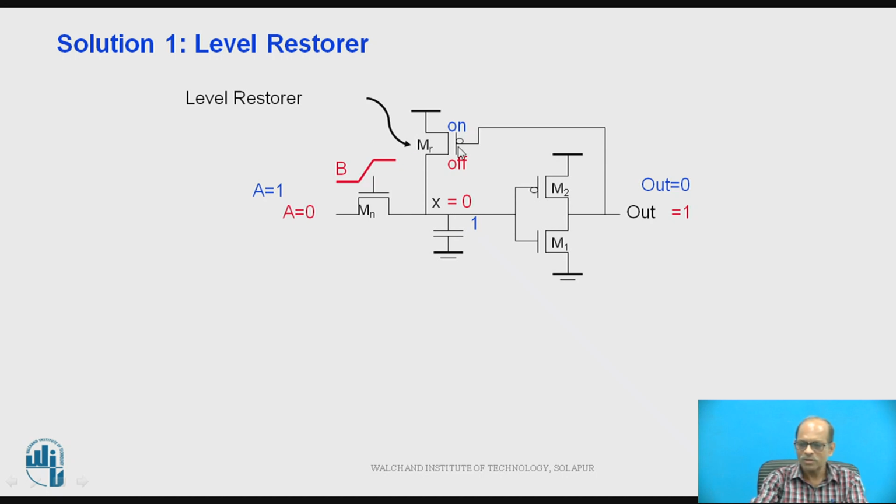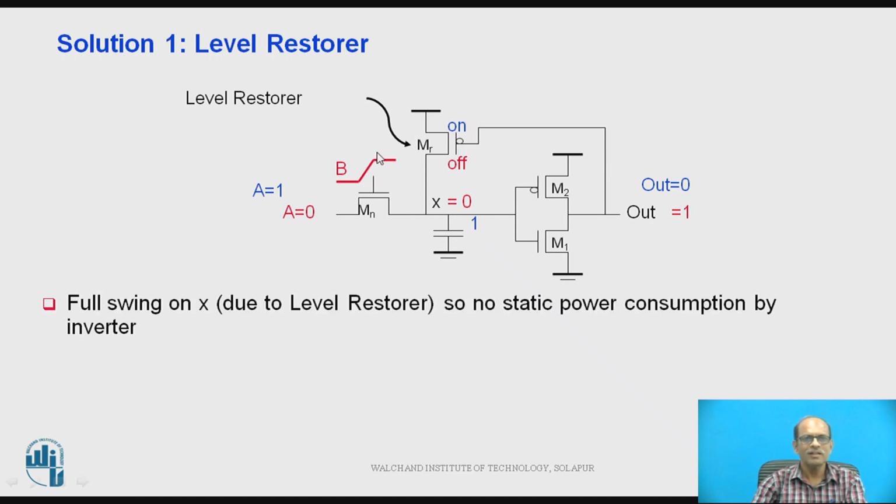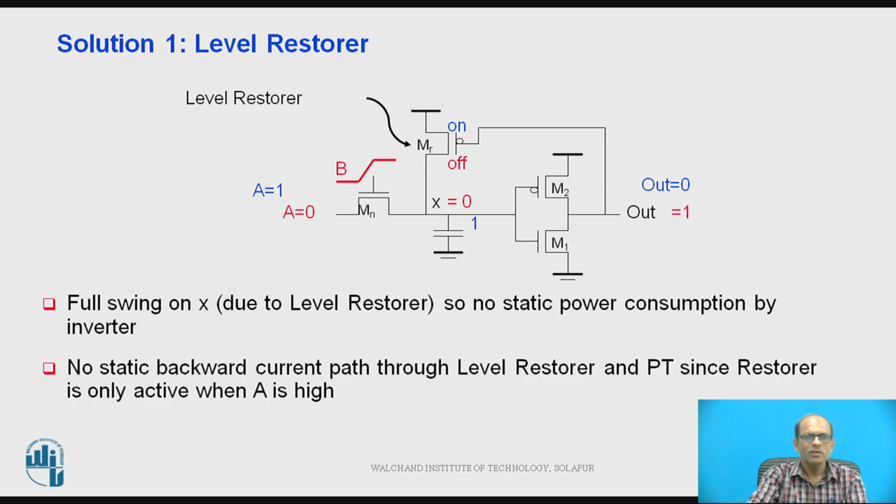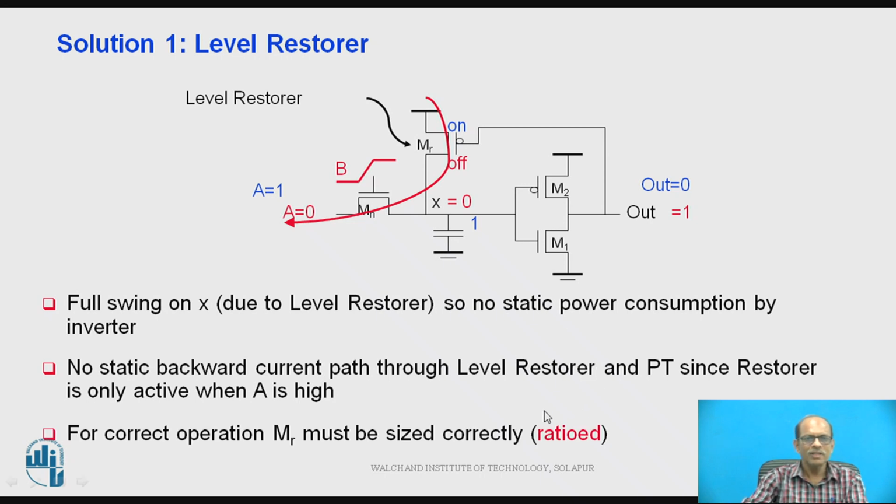So this is a restorer. For this circuit, the full swing on the node X is available due to the restorer, hence there is no static power consumption by the inverter. So there is no static backward current path through the level restorer and the pass transistor, since the restorer is only active when A is high. Now for the correct operation of this circuit, the MR must be sized correctly. So sizing of the MR is important.